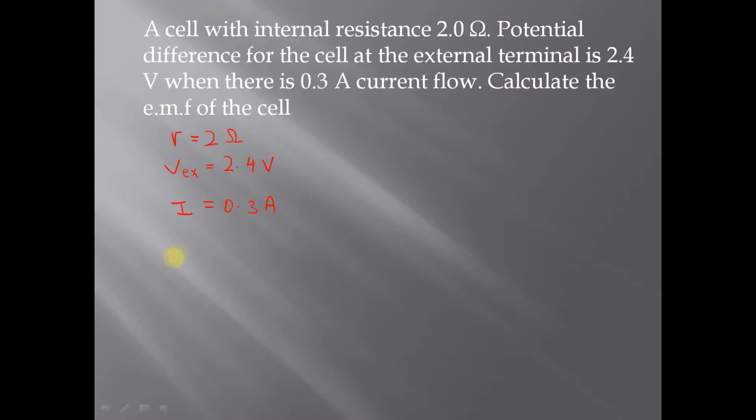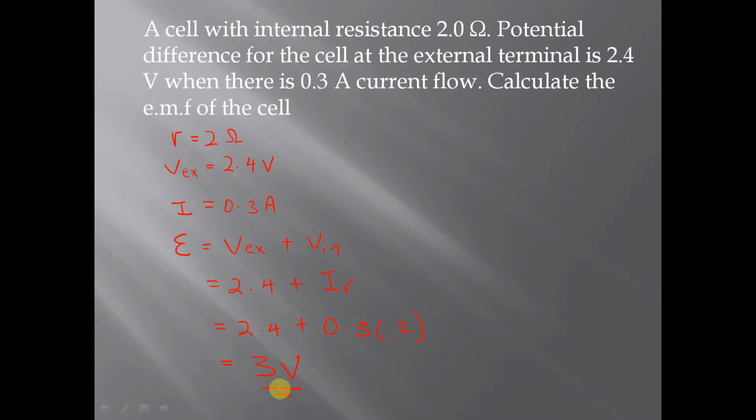So apa dia nak? EMF. So EMF sama dengan external plus with the internal. So external 2.4, internal is I small r. So they're going to be 2.4 campur 0.3, R is 2. Senang kan? So use your calculator, you will get a final answer, 3 volt.